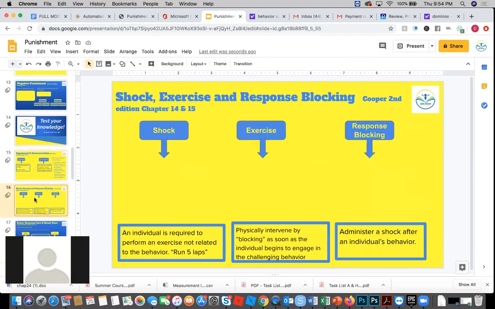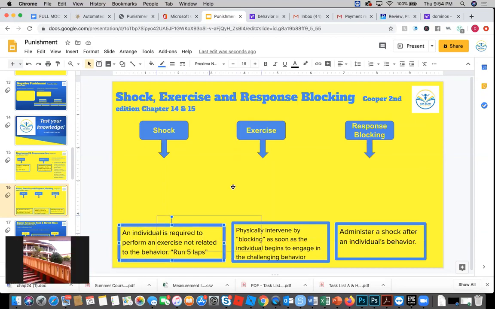All right, next we're going to talk about shock, exercise, and response blocking. I'm going to read them from left to right and you guys tell me where to put them. An individual is required to perform an exercise not related to the behavior. Runs 5 laps, for example.